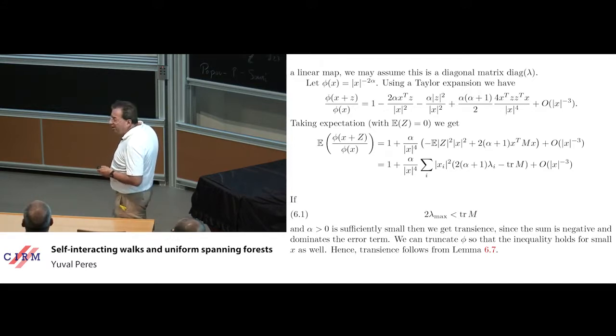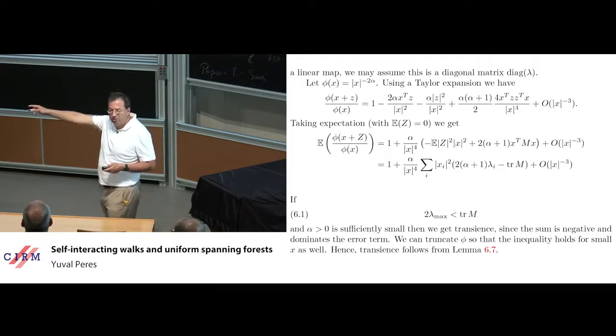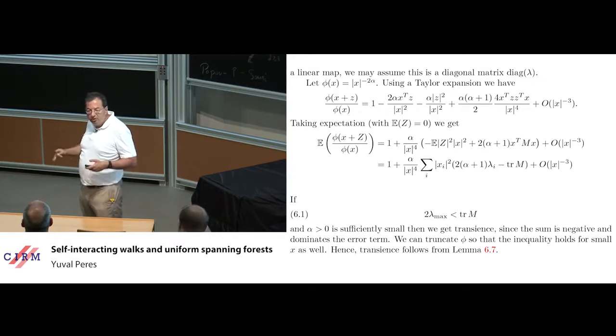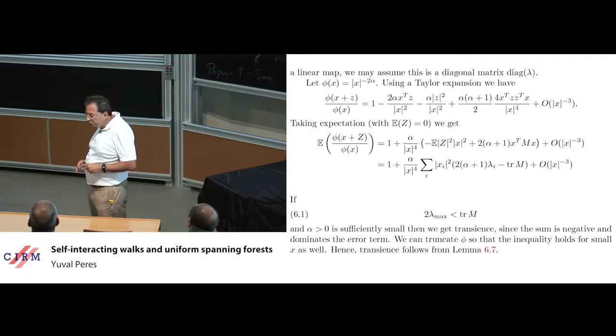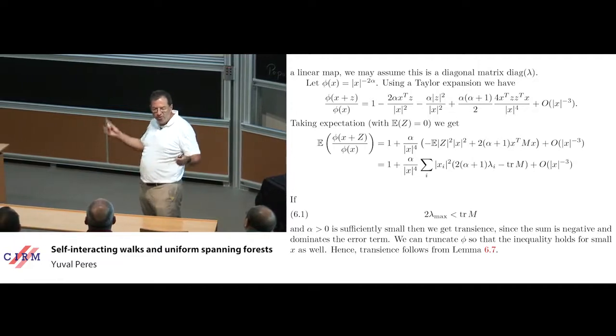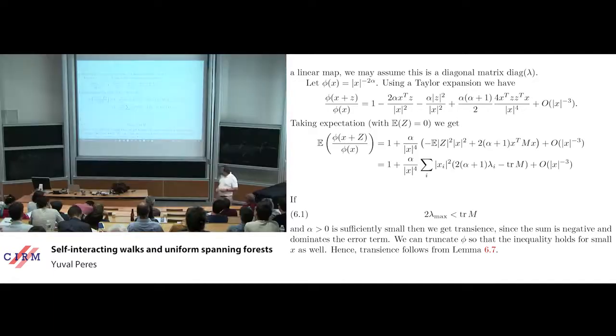And this forces transience. Because suppose you start far out, where phi is small, you cannot go back to near the origin where phi is large, except with very small probability. So you get transience from the usual Foster criterion, or just supermartingale convergence. So this happens if the trace of M is bigger than twice lambda max.